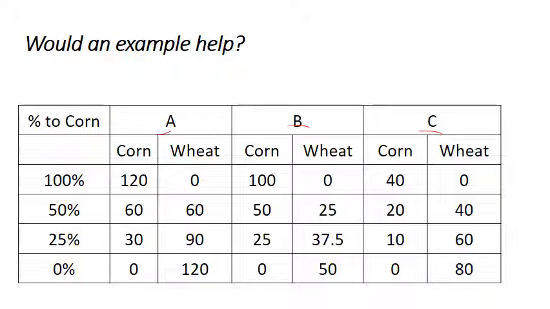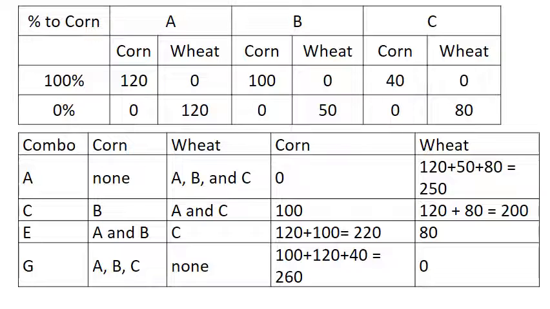We can use this information to determine how much corn and wheat the economy can grow. So my table here at the top of the chart summarizes what happens when we allocate A, B, and C strictly to either corn or to wheat. If we use all of A to grow corn, we'll grow 120. All of B to grow corn, we'll grow 100. All of C to grow corn, we'll get 40. If we use none of A to grow corn, which means all of A is going to wheat, we'll get 120, and we'll get 50 from B and 80 from C.